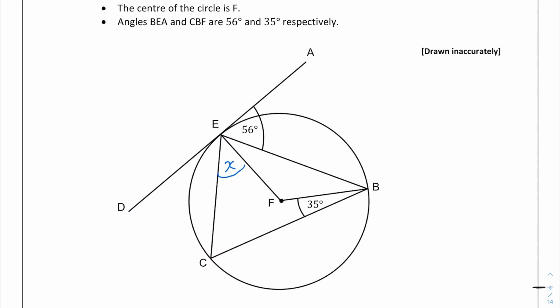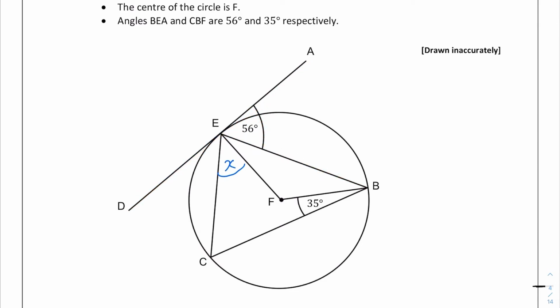Now, the alternate segment theorem says that the angle made between a tangent and a chord, so this angle right here, is equal to the angle that's made from the chord. So the angle made from this chord is this angle right here. That means because this is 56 degrees, this also has to be 56 degrees. Another circle theorem we know is that the angle at the center is twice the angle at the circumference. So this angle right here is 2 times 56, which is 112 degrees.